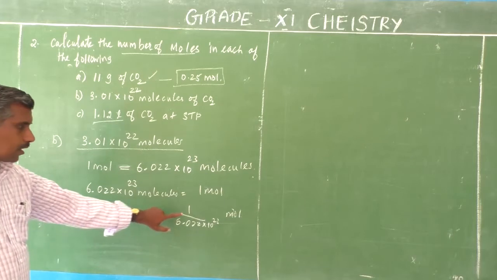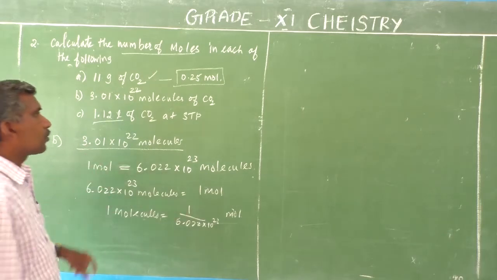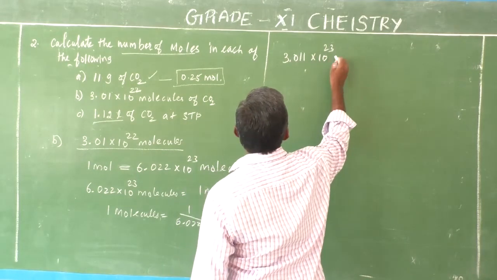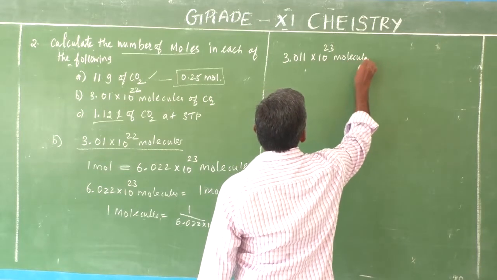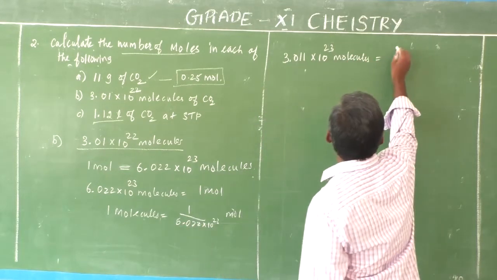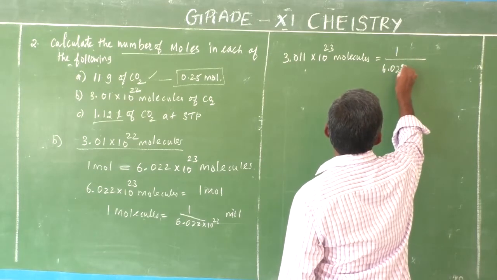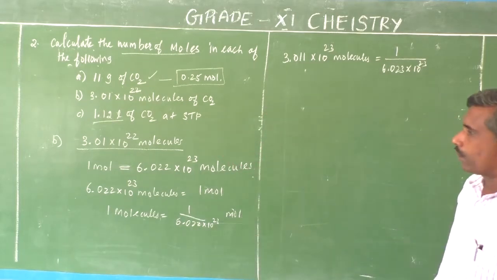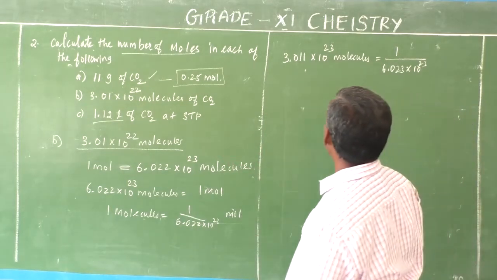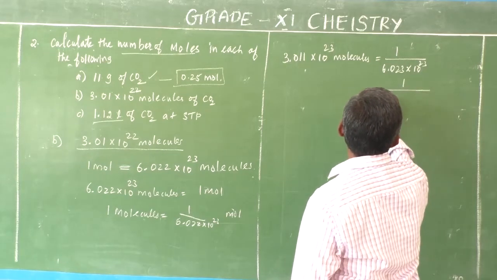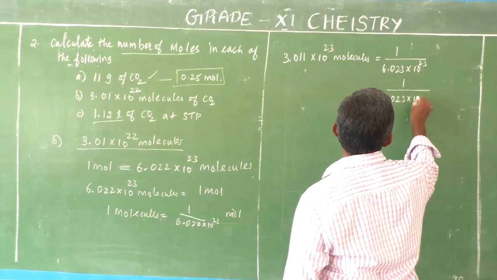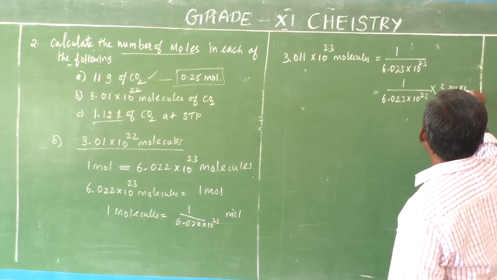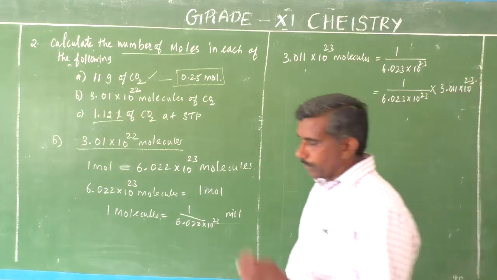3.011 into 10 power 23 molecules is equal to how many moles? We know 6.022 into 10 power 23 molecules is 1 mole, so 1 molecule is 1 by 6.022 into 10 power 23 mole. So 3.011 into 10 power 23 molecules is 3.011 into 10 power 23 divided by 6.022 into 10 power 23.